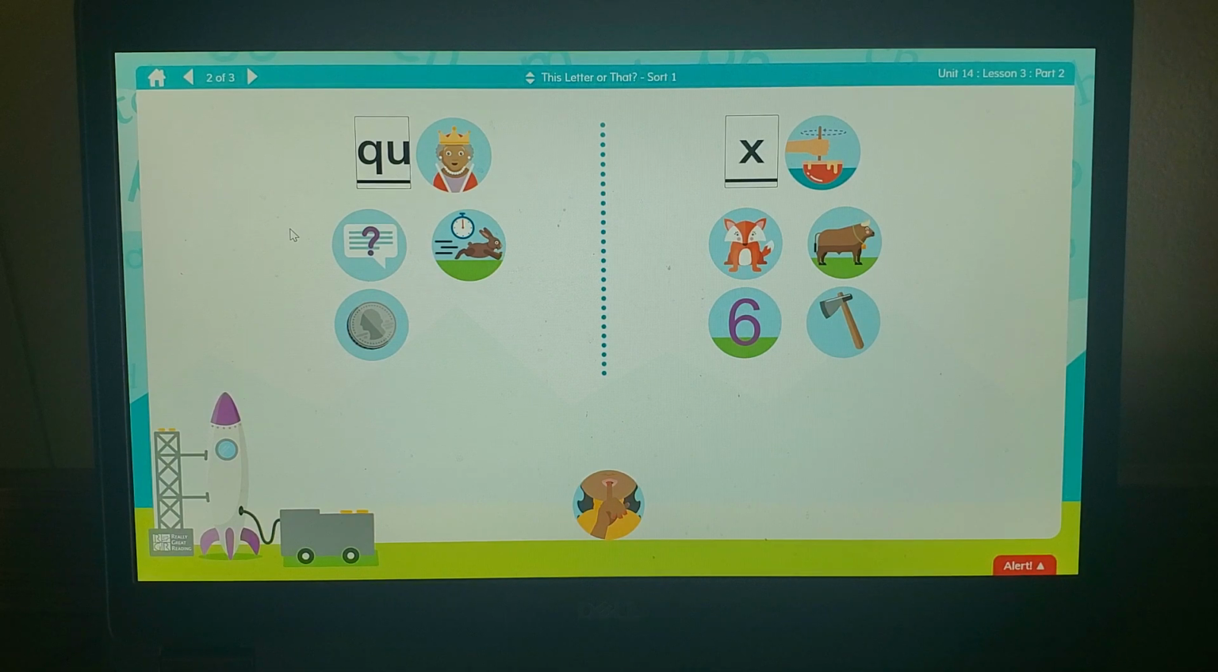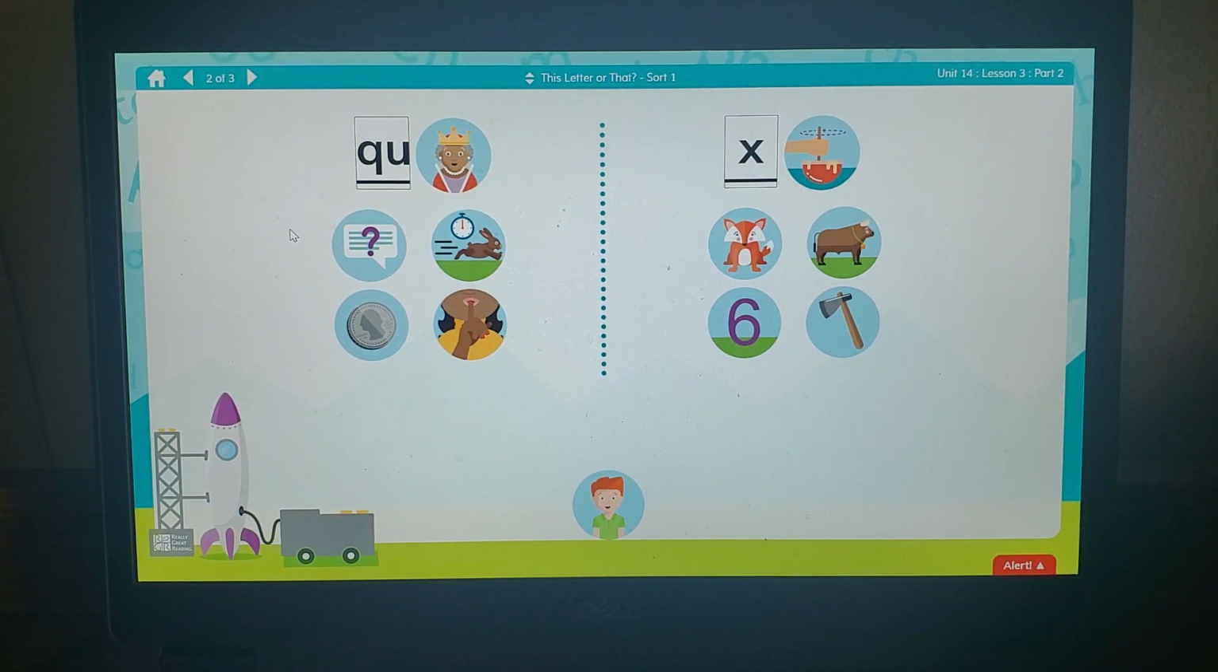Next, we have quiet. What sound do you hear in quiet? Do you hear qua or x in quiet? Qua is correct. Next, we have max. What sound do you hear in max? Do you hear qua or x in max? That is correct. You hear x in max.